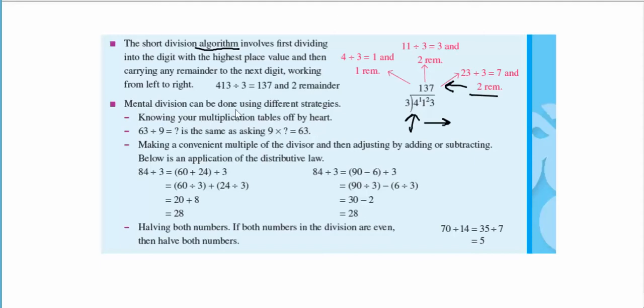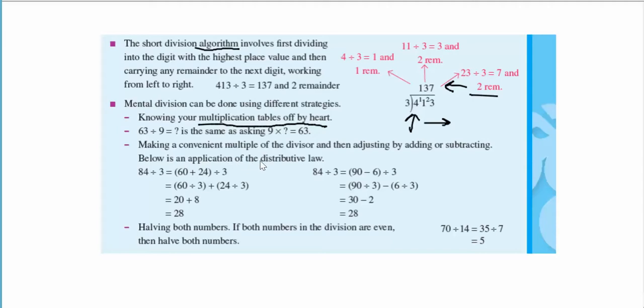Mental division can be done using different strategies. Again, knowing your multiplication tables off by heart is very important. 63 divided by 9, I know my multiplication, that's the same as 9 times 7, for example. So I know 9 times 7 is 63, so 63 divided by 9 must be 7. So again, knowing your multiplication is really important. Making a convenient multiple of the divisor, and then adjusting by adding or subtracting, I sort of looked at that.